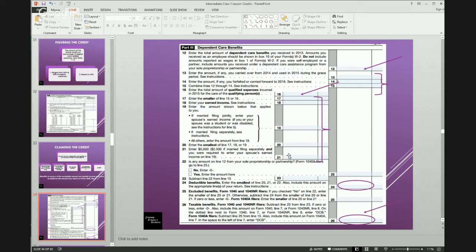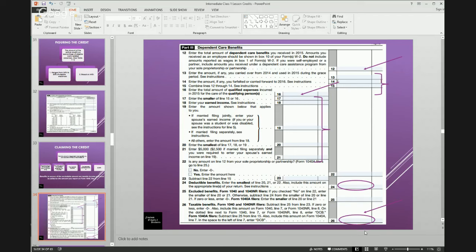Then 17 through 21 gives us an opportunity to look at which spouse made the least amount of money, whether the amount of qualified expenses exceeded that, and whether all of the eligible dependent care money was used up or not. So on line 24, if you have an amount that is over and above the allocated portion for dependent care that was provided and refunded, then you would be able to claim the additional credit here on line 24.